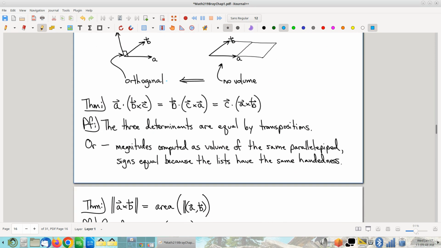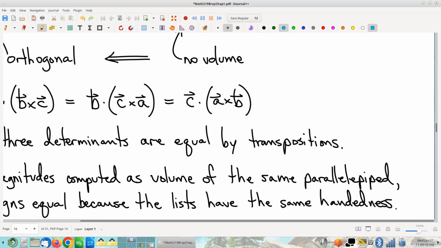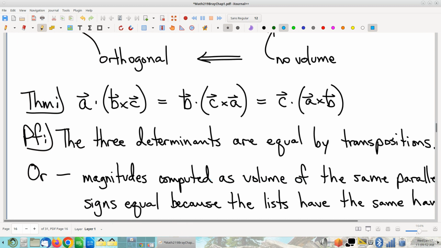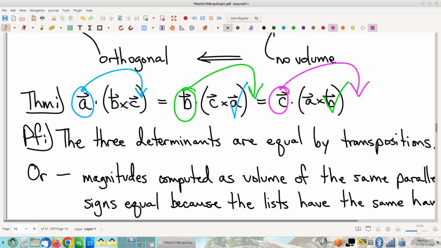Okay, more neat facts. When you cycle a list of vectors like that, it doesn't change the value of the triple product.